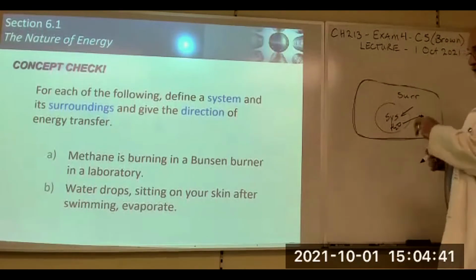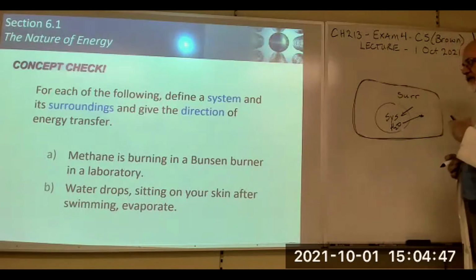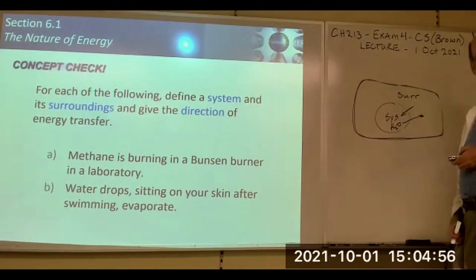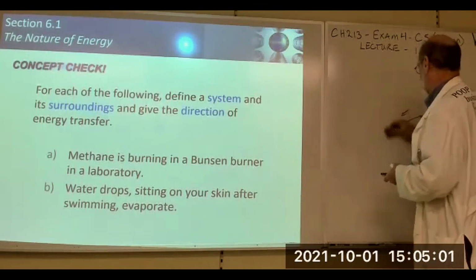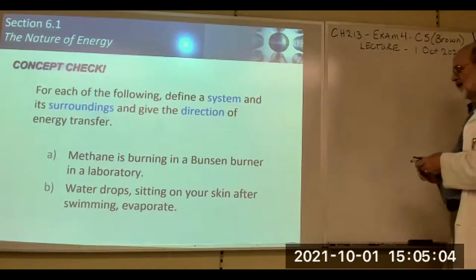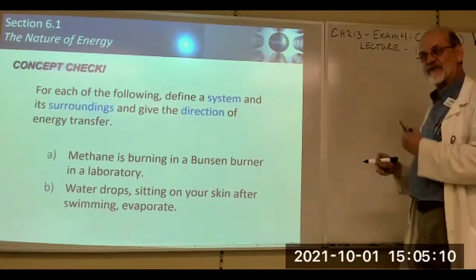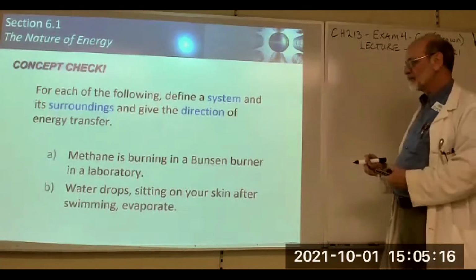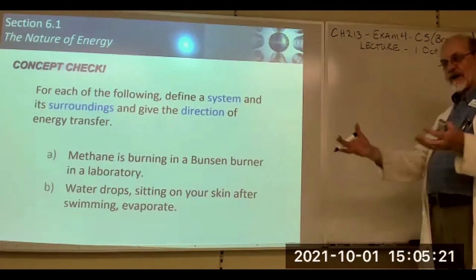So let's see. Now, in this scenario, we have to define for ourselves what is the system and what are the surroundings. So, methane burning in a Bunsen burner. What's the system? The system is methane and the surrounding is a Bunsen burner. Right. The system is actually the chemical reaction itself. Methane and oxygen combine to produce carbon dioxide and water. So this is the system, and the laboratory is the surroundings.